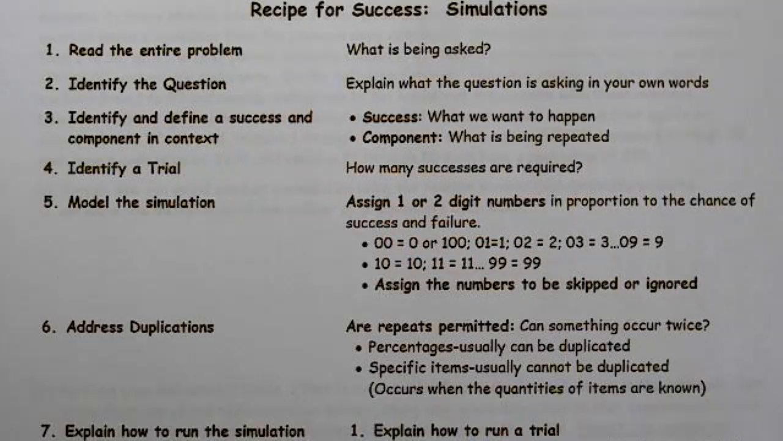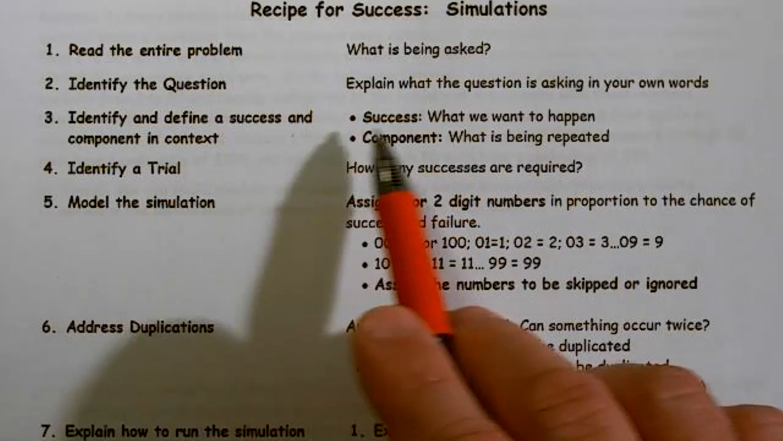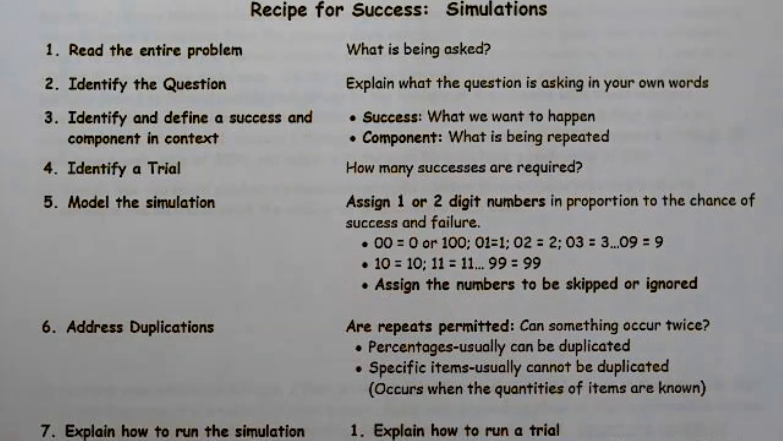You also need to identify a success, and a success is what we want to happen, what we are interested in happening. So like when we're flipping a coin, we want to know how many heads there are. We're rolling a 6-sided die, and we go, hey, I want to know a success is rolling a 3. Or whatever that success is. Maybe success is an odd number. It doesn't really matter. We just need to make sure that we know what that is so we know how to model it. The component is something that's being repeated. It's what we're doing over and over again. For instance, when we're rolling a dice to get that 3, rolling the dice would be the component. The success would be getting the 3.